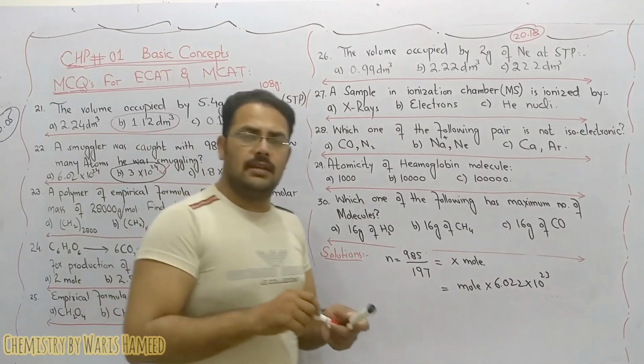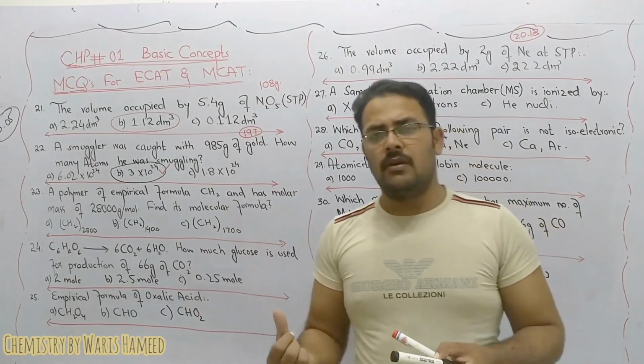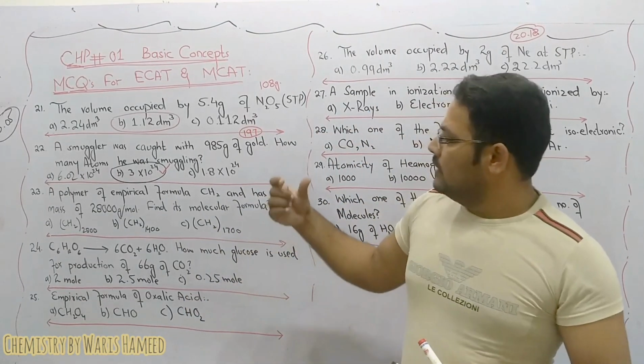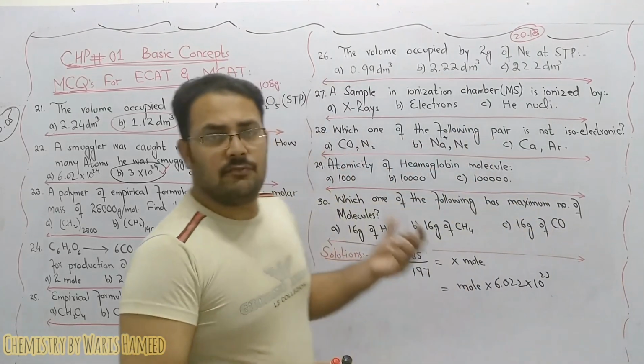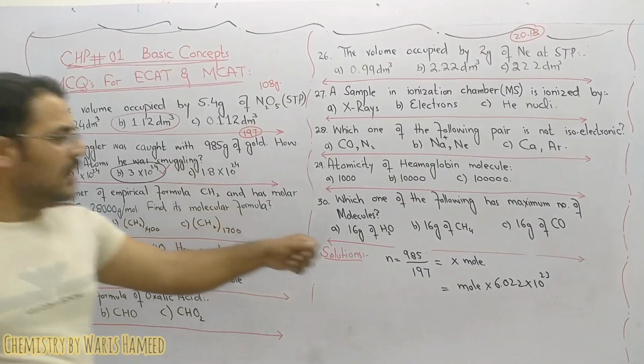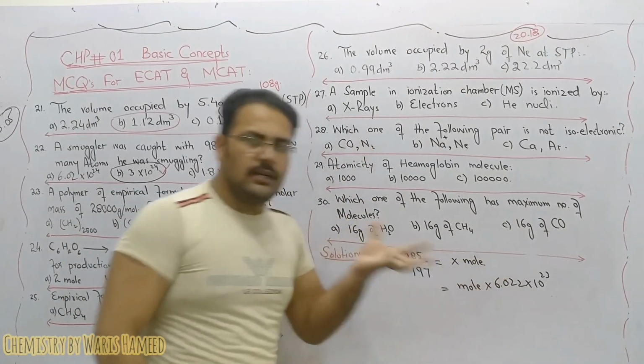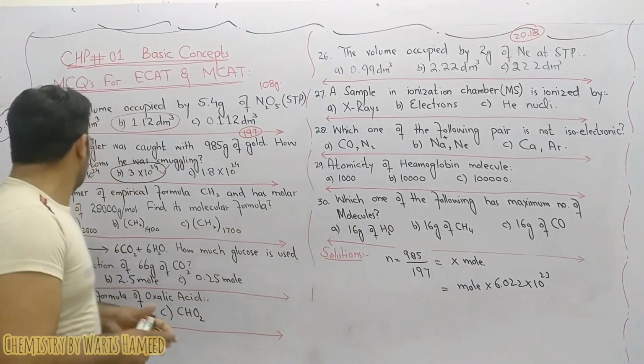Again the same method. First of all, calculate the number of mole of the given amount, and in the next step, in this case we have to find the number of atoms. In the next step we have to multiply the mole with Avogadro's number and we will gain the number of atoms of gold.